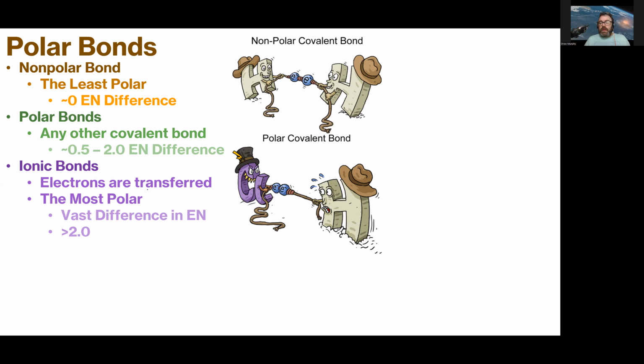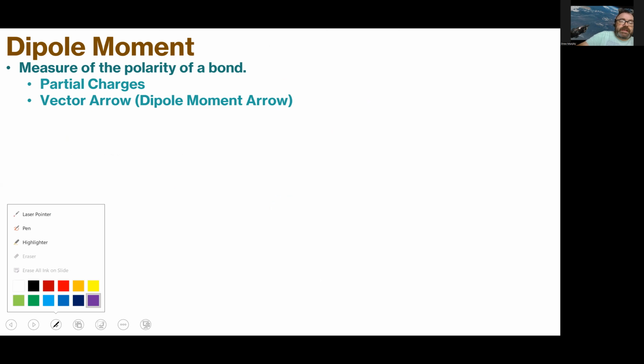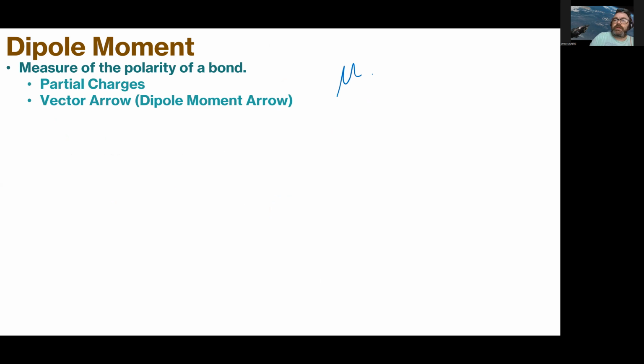One way we can express this idea is by thinking about something called the dipole moment. This is a way to picture the polarity of a bond. You can actually calculate the dipole moment. This is called mu, the Greek letter mu, for the dipole moment. We're not going to worry about calculating it. It depends on the charges involved and the distance between them, like most things we've talked about. What I want us to be able to do is draw a vector arrow, and identify what the partial charges are.